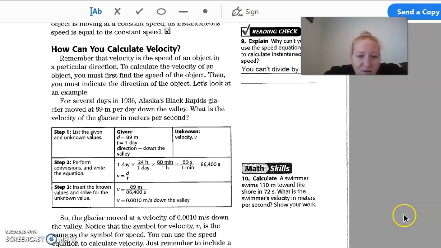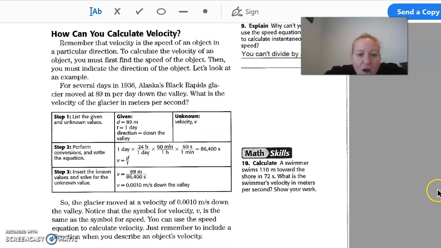So 1 day equals 24 hours. 1 hour equals 60 minutes. So we get 86,400 seconds. To find velocity, our distance is 89 meters over 86,400 seconds, which gives us about 0.0010 meters per second down the valley. So the glacier moved at a velocity of 0.0010 meters per second down the valley.